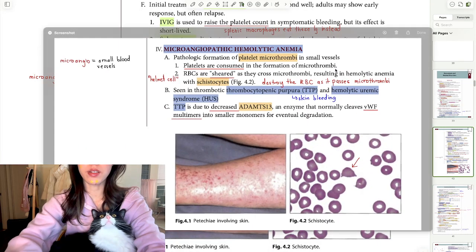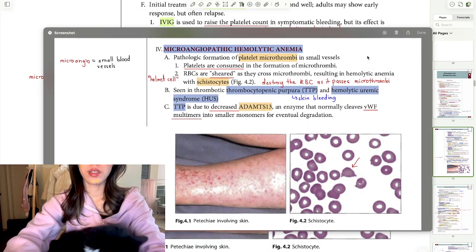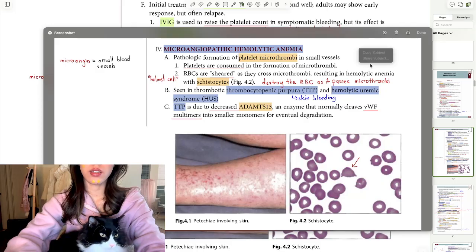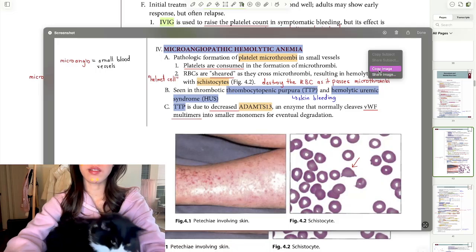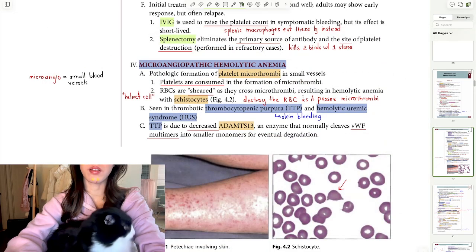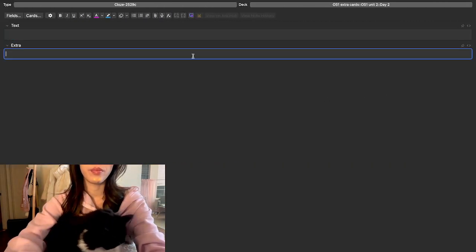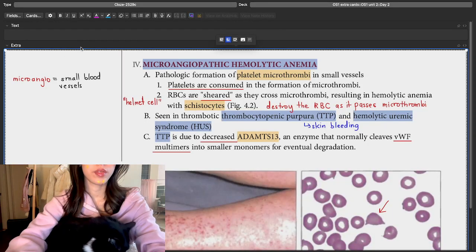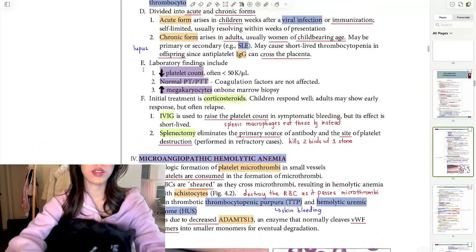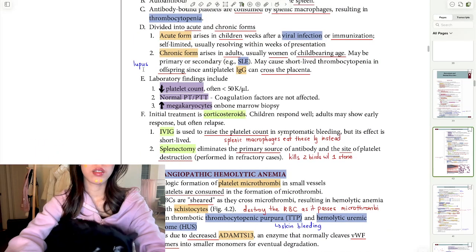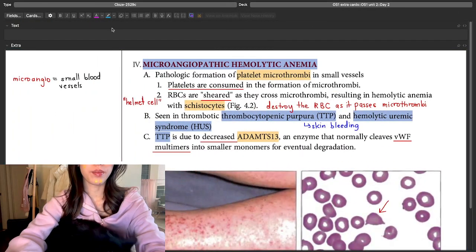Bro, my handwriting is just so yuck these days. I mean, not all the time. Did I do this yet? You know what? Fuck it. I don't care anymore.